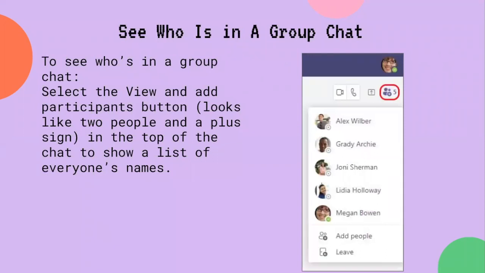See who is in a group chat. To see who's in a group chat, you will select the view and add participants button. It looks like two people with a plus sign. It is in the top of the chat to show a list of everyone's names. So as you can see here, it will be in the top right for both web and mobile. And then you'll be able to view whoever's in the chat as well as add people and leave the chat.